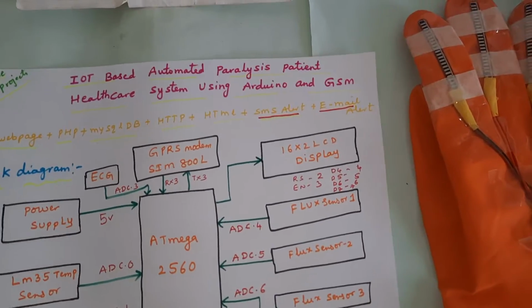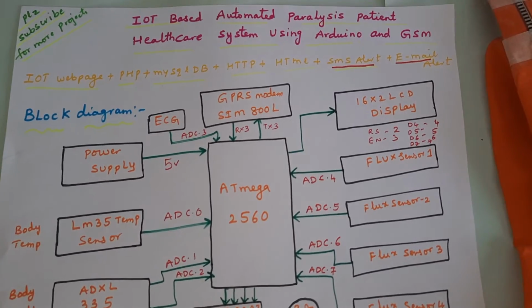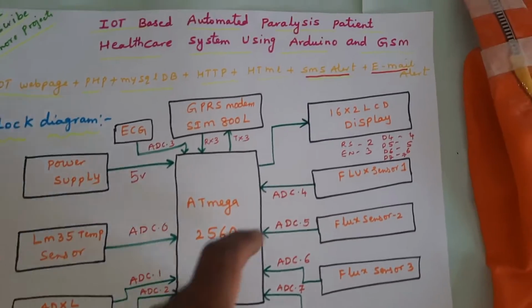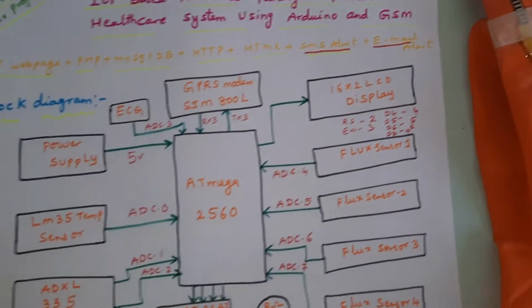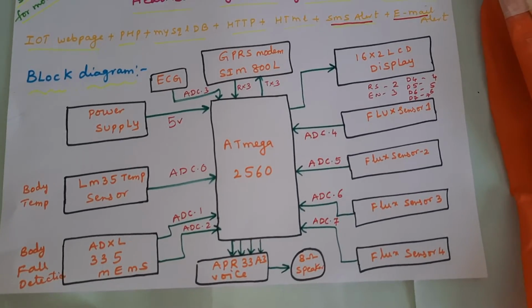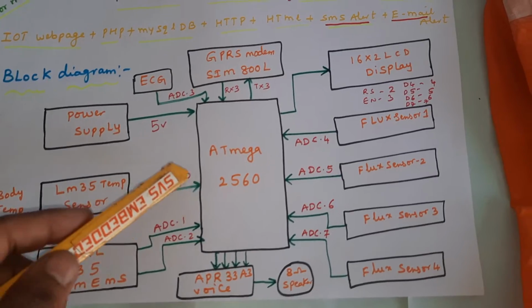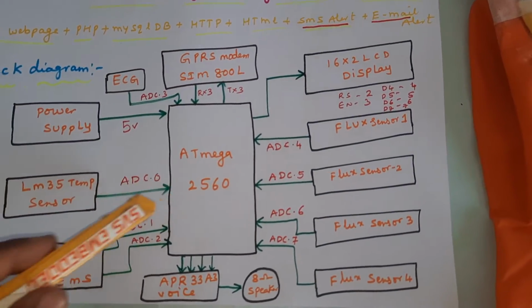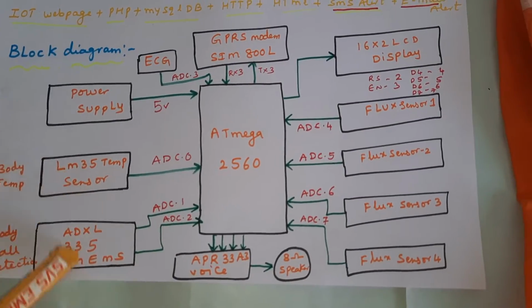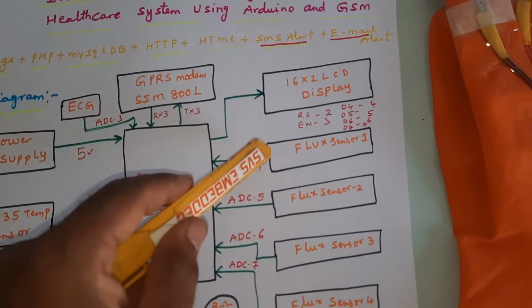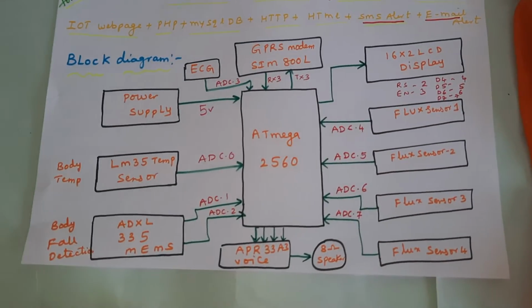The project title is IoT based automated paralysis patient healthcare monitoring using Arduino Mega 2560 and GSM SIM 800L for GPRS internet. Here we are using a 5 volts power supply module, the Mega 2560 board, and a total of 7 sensors.